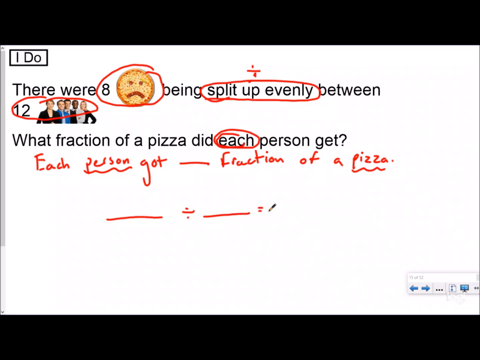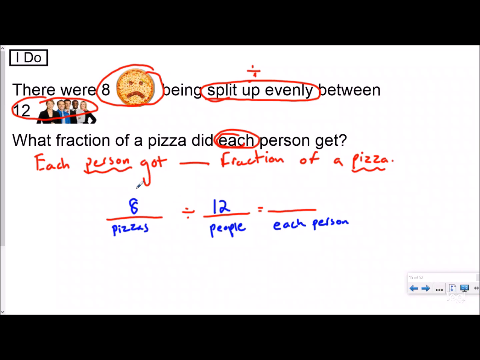And then I'm going to go back and I'm going to look at what is happening. So what is being split up here? Well, my pizzas are, right? So I'm going to label this as pizzas. And that would be 8 is my number that went with that. What are they being split up into? 12 people, right? And if my divisor is people, then my quotient should be each person, or each people, which doesn't make any sense, got, right? And if you look, that's what my statement's asking me for. Each person got blank fraction of pizza. So these are correct. I've labeled them correctly. My number that goes with people is 12.